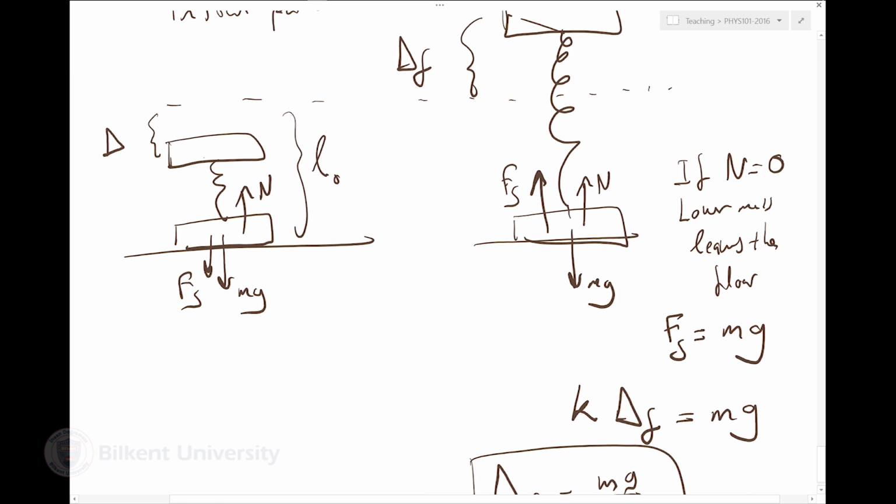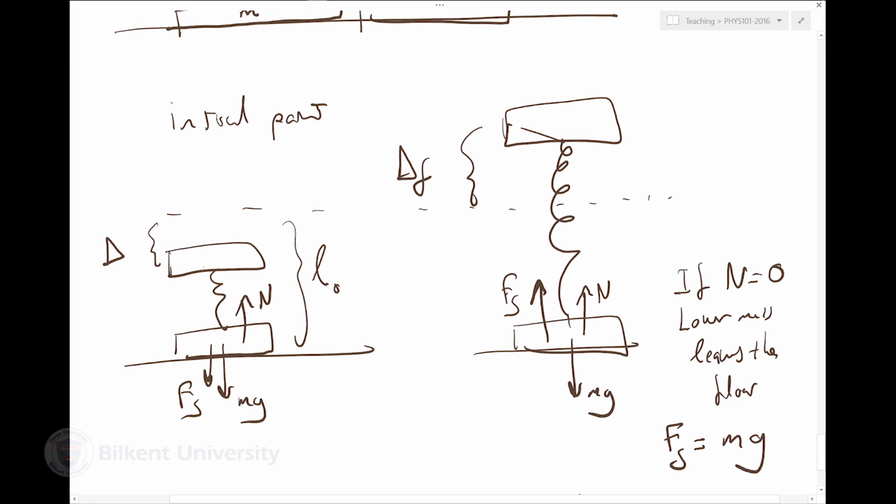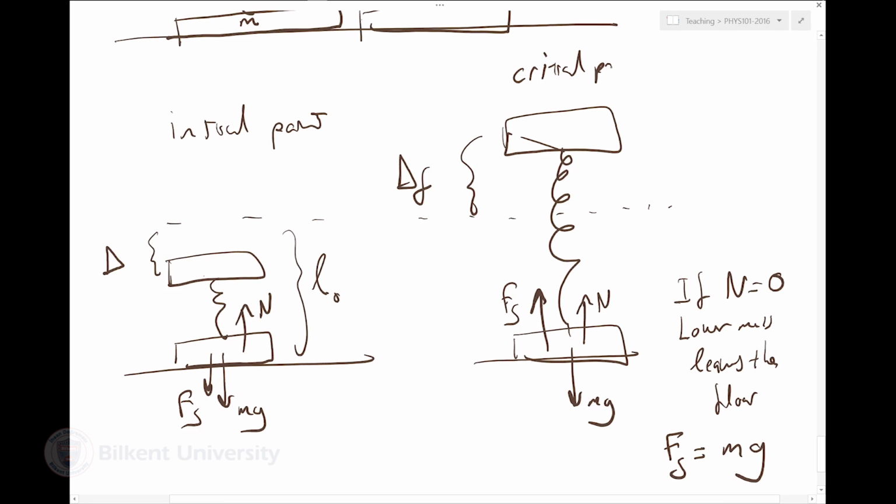If my spring at any moment gets stretched more than that delta final, it will actually move the lower mass from the ground. Good. Now here is the thing. So this is my initial point. This is my critical point. I'm looking for the minimum amount of compression that's going to move the lower mass.